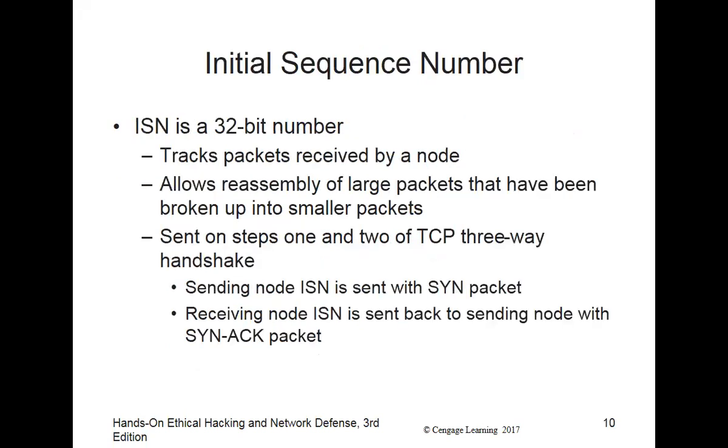So the initial sequence number is a random 32-bit number. They're not truly random. I don't know exactly what it is, but there is some stuff on how it started. It tracks packets by node. So in other words, I start with a number, and every time I send Ken another packet, I increase it by 1. It allows us to reassemble on the other end. Set on steps 1 and 2 above, and then they keep going from there.